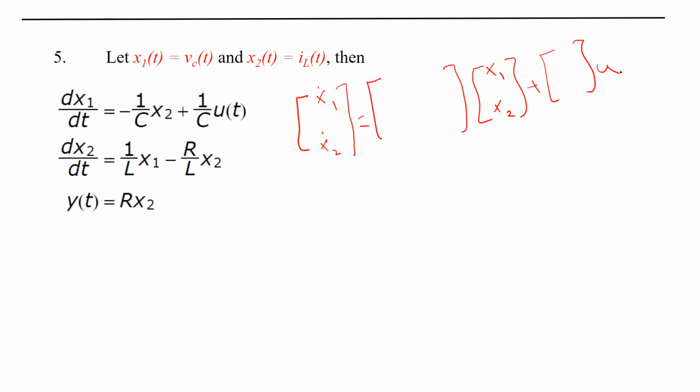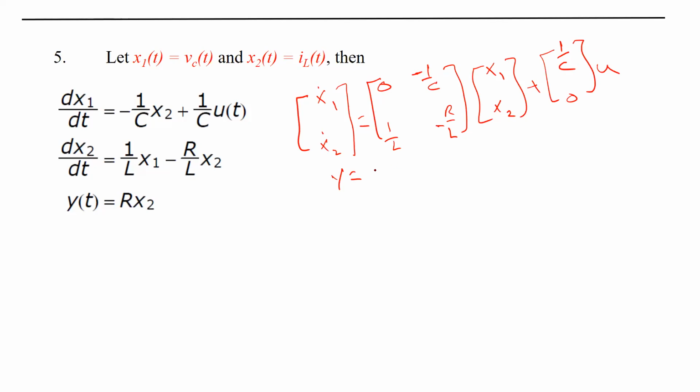Say x1 dot, x2 dot equal to, u. So what will be the matrix in here? What's the first element? Minus 1 over C. This is multiplying x2, so the first element will be 0. 0, and then minus 1 over C. And there we have 1 over C. And what do we have here? 1 over L. 1 over L, minus R over L, and 0.